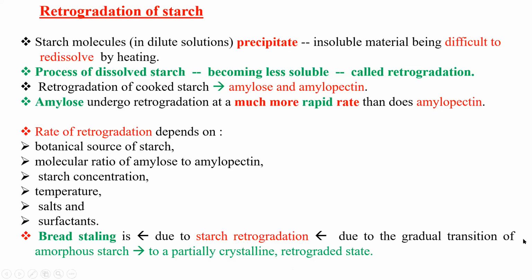Bread staling is one of the important examples of starch retrogradation, which takes place due to the gradual transition of amorphous starch to a partially crystalline retrograded state.